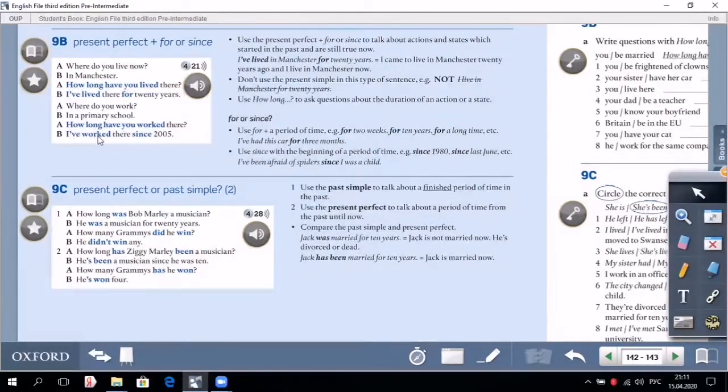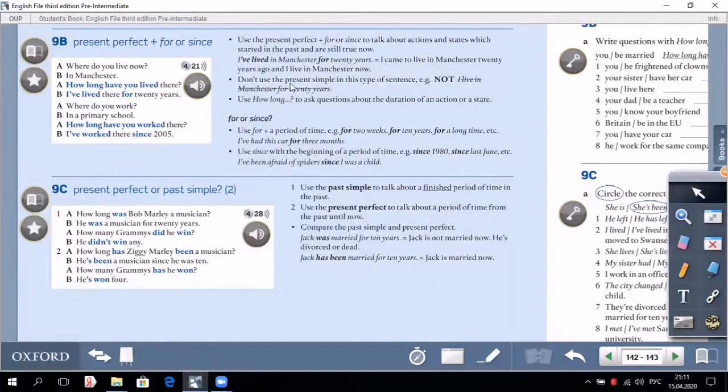In action. Example: I've lived in Manchester for 20 years. It means I came to live in Manchester 20 years ago and I live in Manchester now. You see, the action started in the past and is still true now. But there are some exceptions.